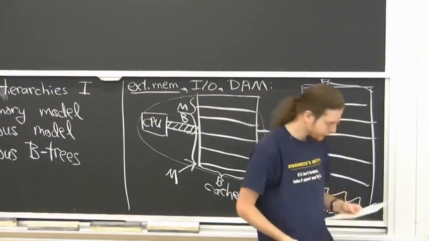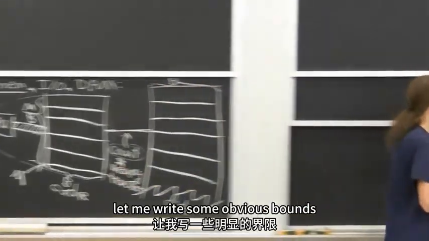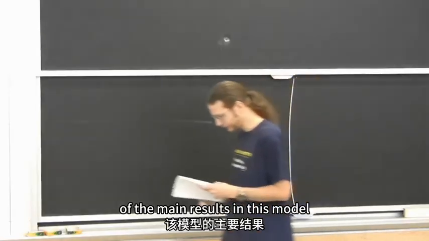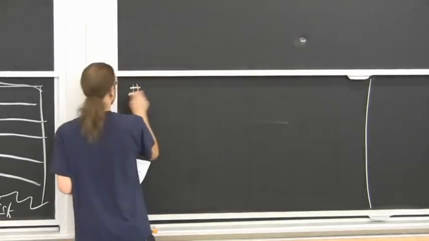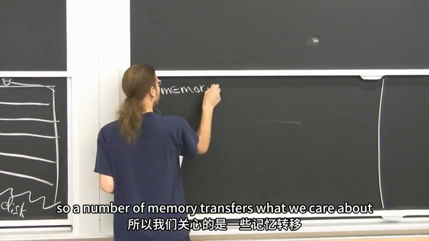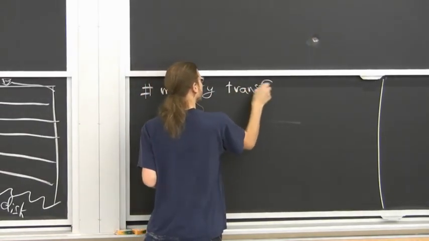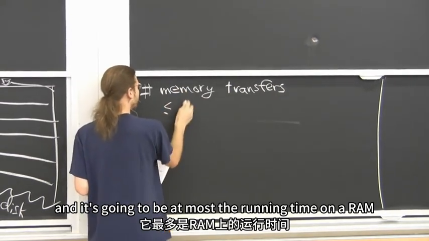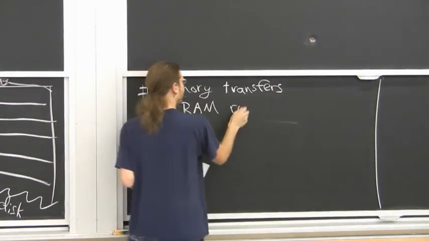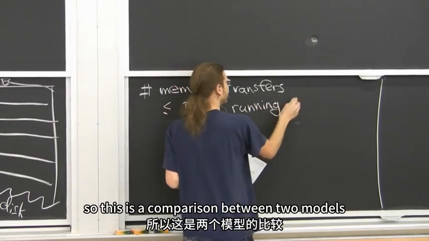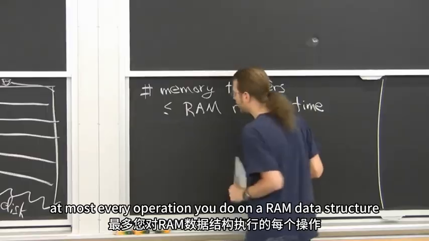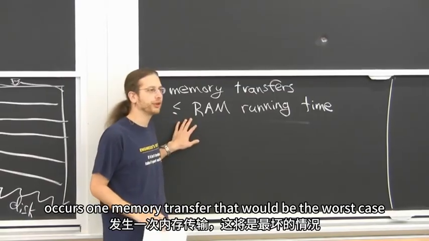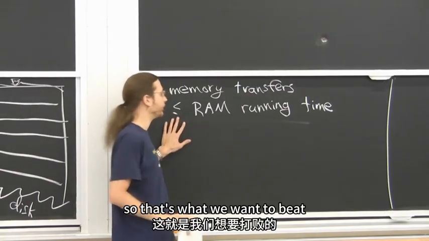So let's see. Let me write some obvious bounds, and then I'll tell you some of the main results in this model. The number of memory transfers is what we care about, and it's going to be, at most, the running time on a RAM. So this is a comparison between two models. At most, every operation you do on a RAM data structure incurs one memory transfer. That would be the worst case. So that's what we want to beat.